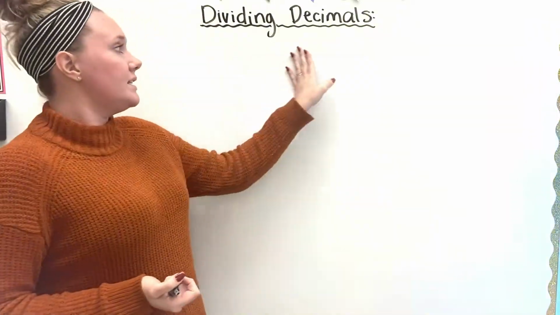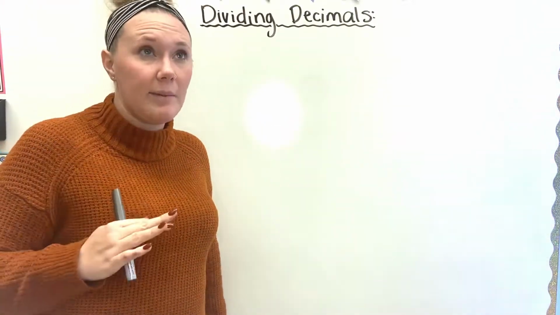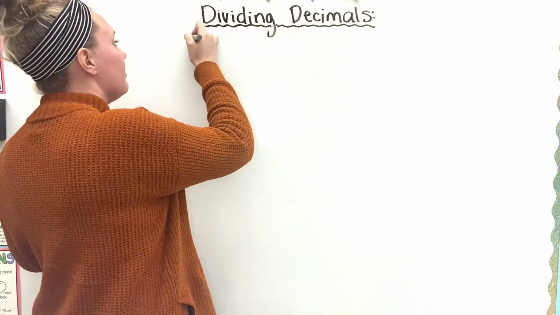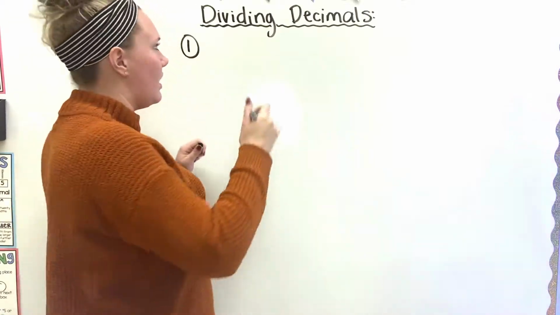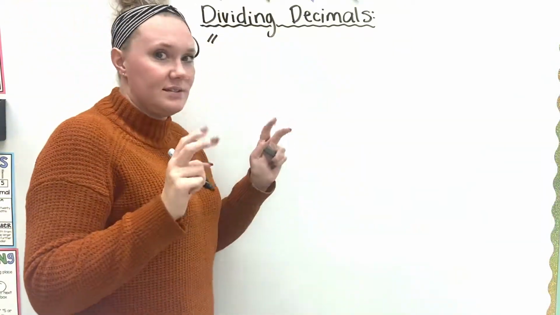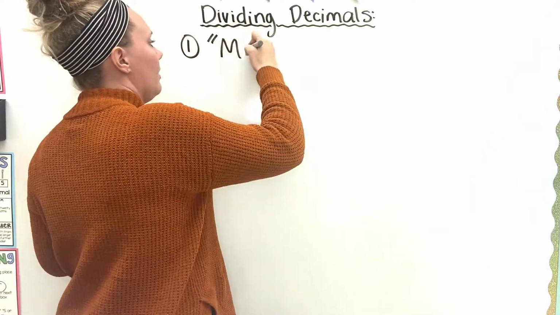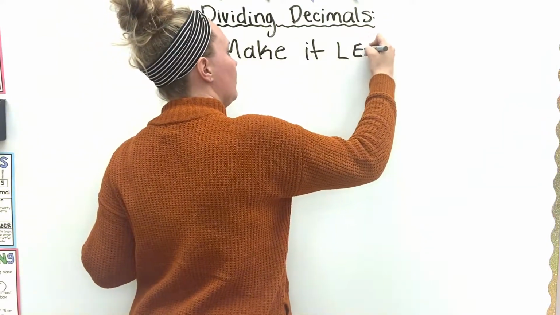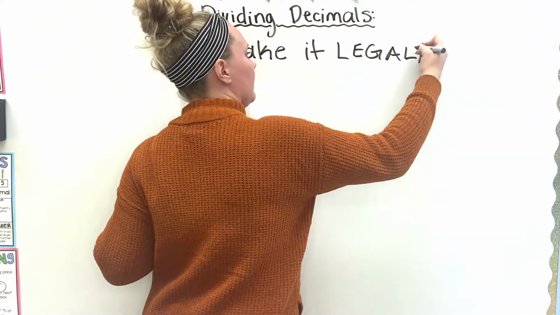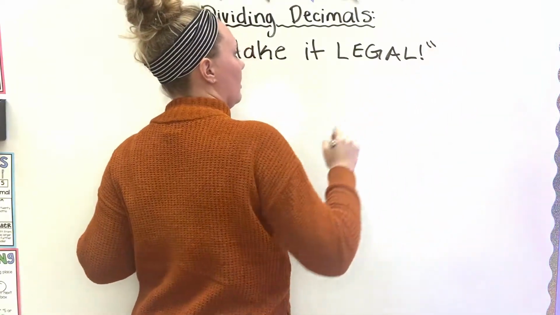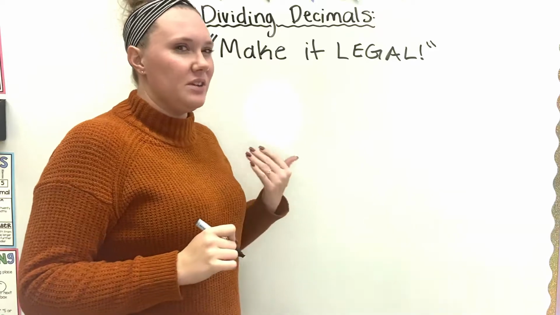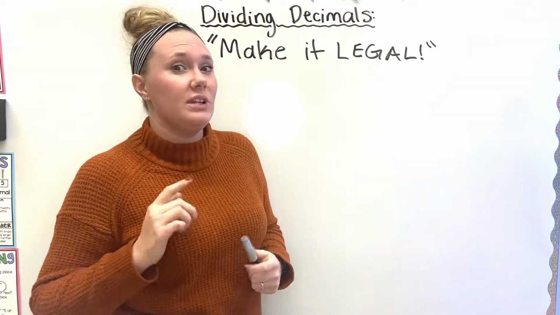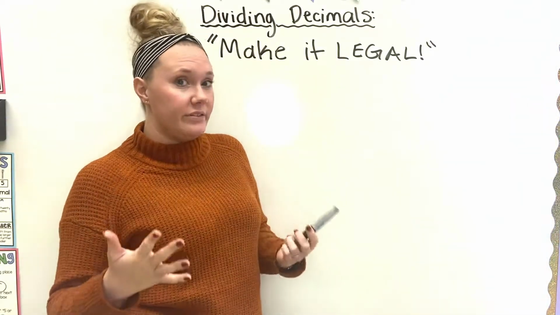So when you divide decimals, first things first, we're going to talk about a few steps and a few rules. So the first step is you're going to hear me say this a lot, okay? And I'm going to put it in quotation marks because you're going to hear me say it a lot. I always say, make it legal. And you're probably thinking, what in the world is she talking about? Make it legal? Because when you hear legal, you think things that are illegal are against the law, so things that are legal are good. They're with the laws. They're okay.